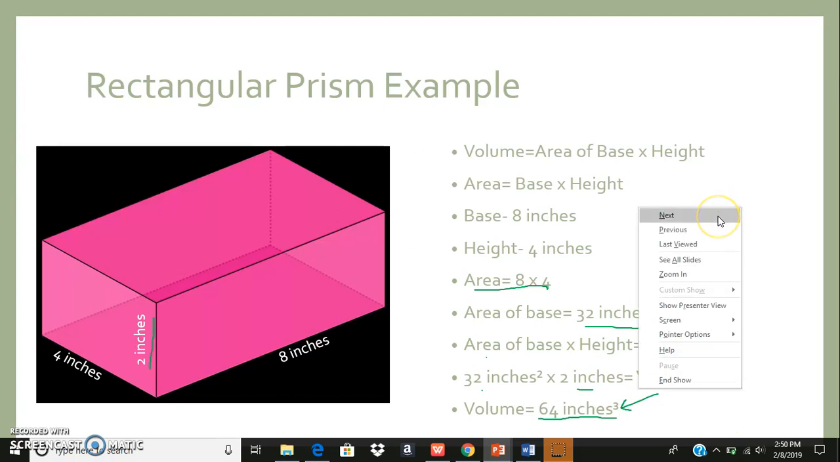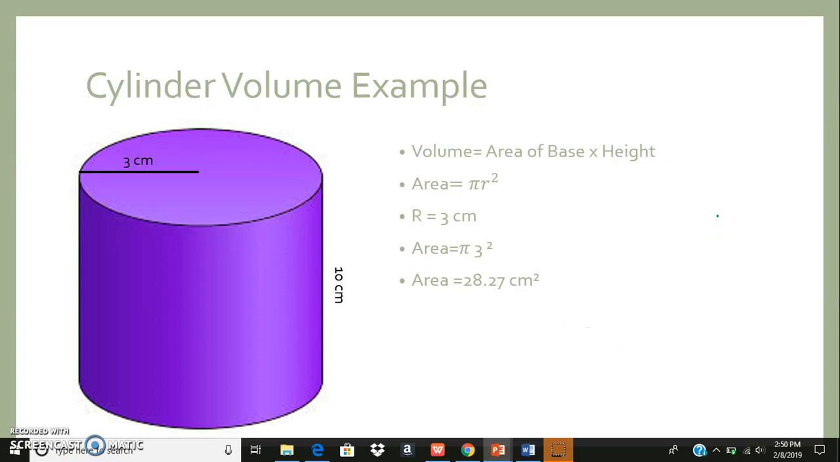volume, a three-dimensional shape. So next we're going to go on to the cylinder volume, and this one is pretty much just the same as we did it for the circle, but we're just going to multiply it by the height. So first thing we have to do again is get the area. The area of this shape, our base, the circle, is pi r squared, and as you can see our r right here is 3 centimeters.